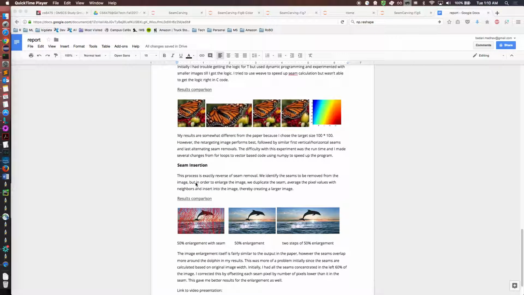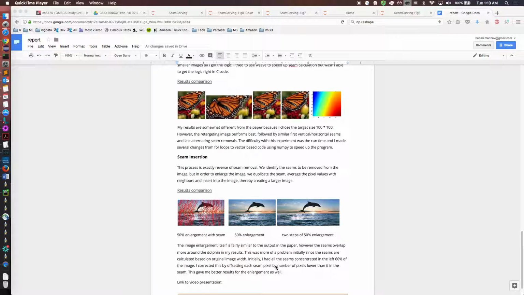Finally, we move on to seam insertion. This is where we want to enlarge an image, and in this case, we wanted to enlarge the width. We do the same steps as seam removal, except instead of removing the seams, we add them. One issue that I had found here was that the seams all had concentrated on the left side of the image, and I needed to offset them based on the logic I mentioned here.